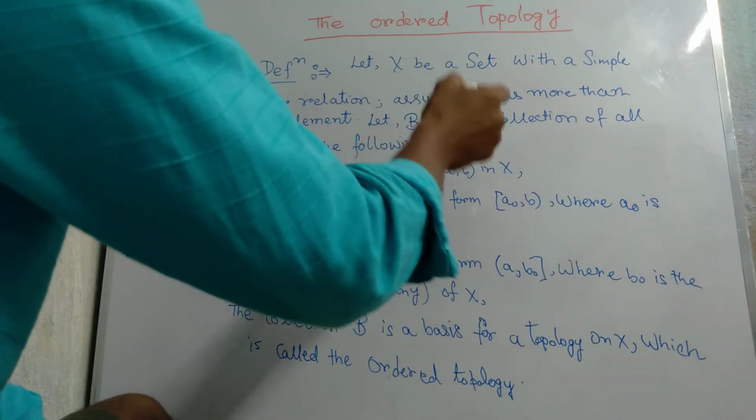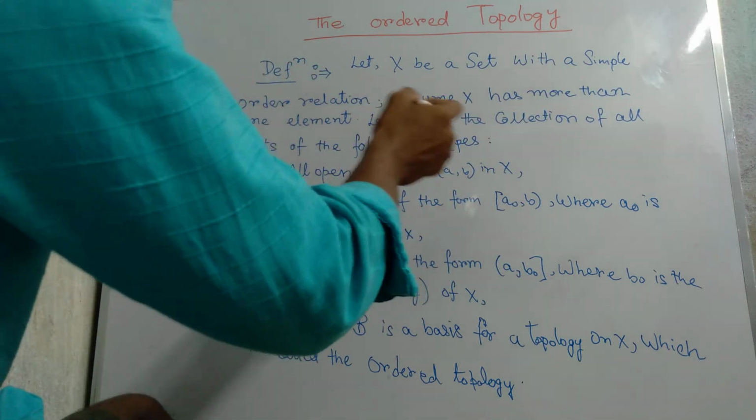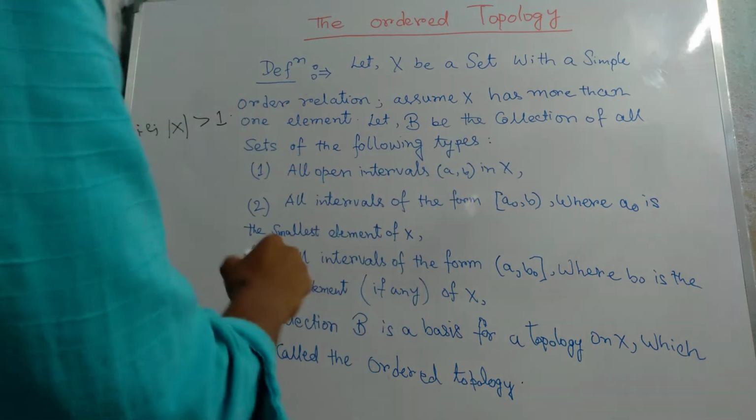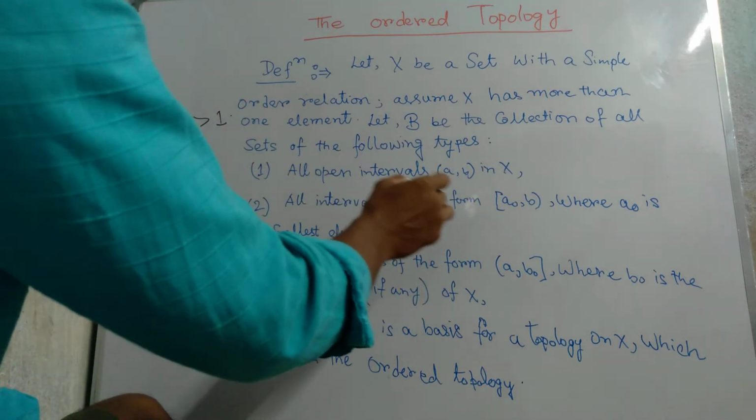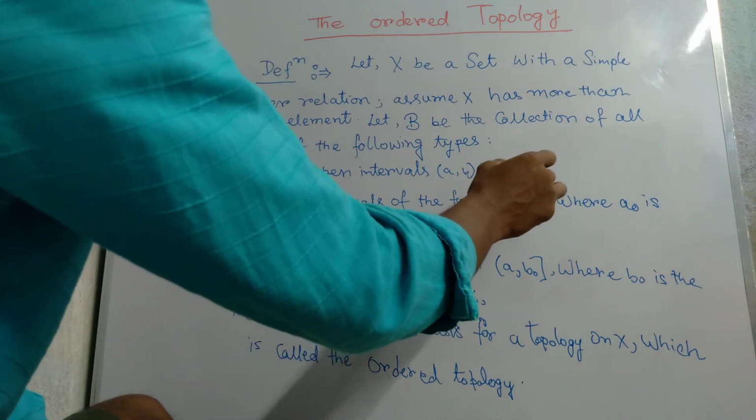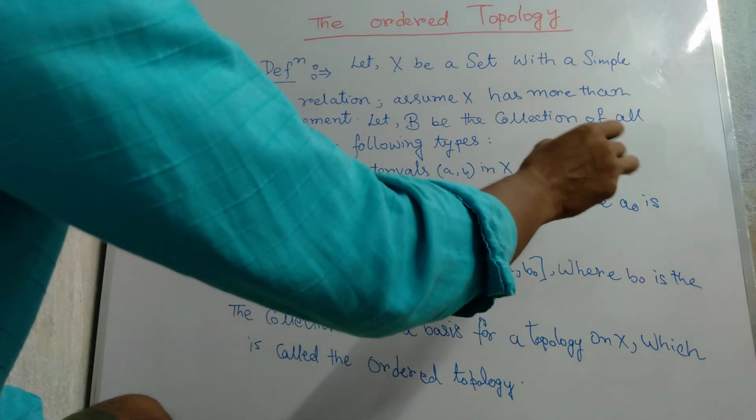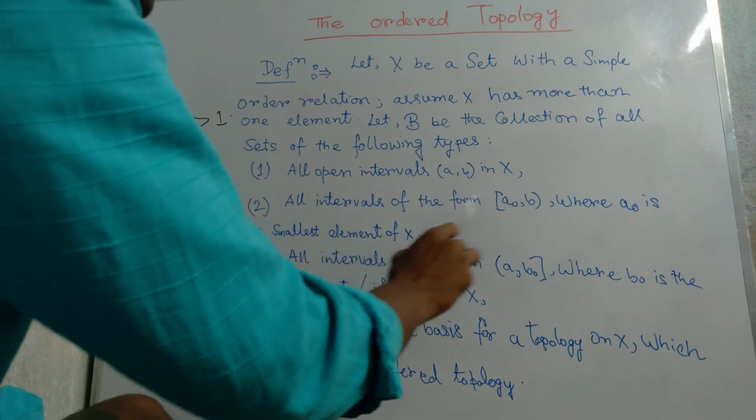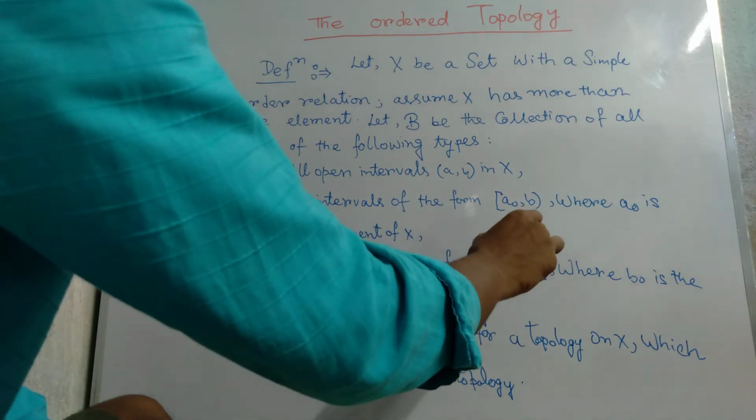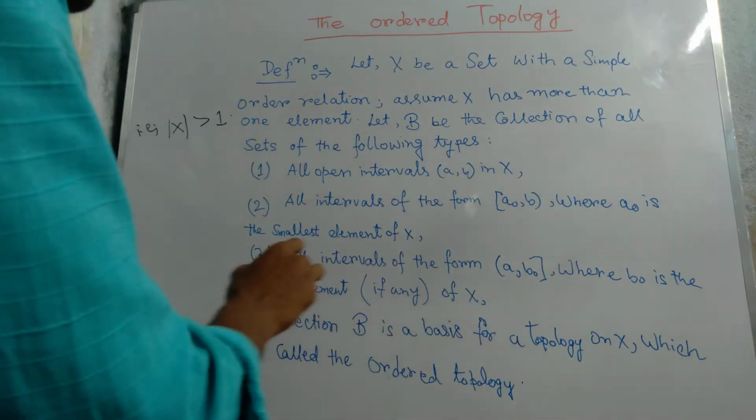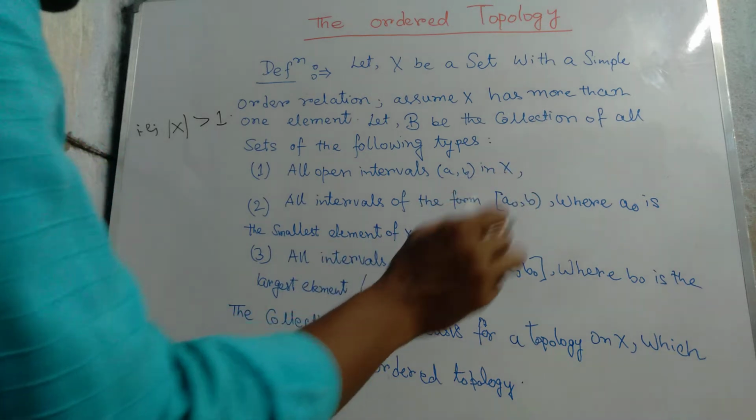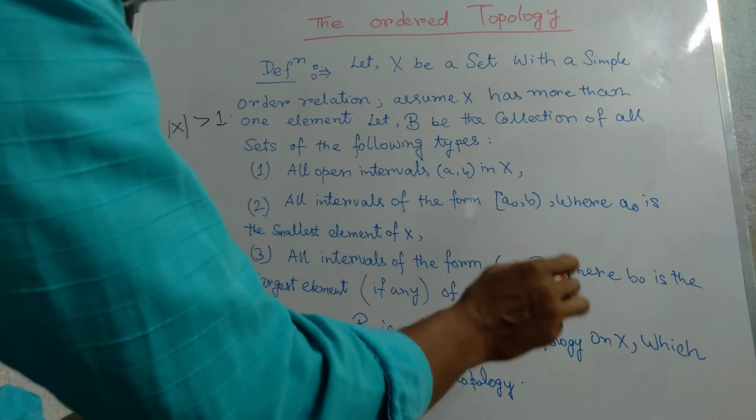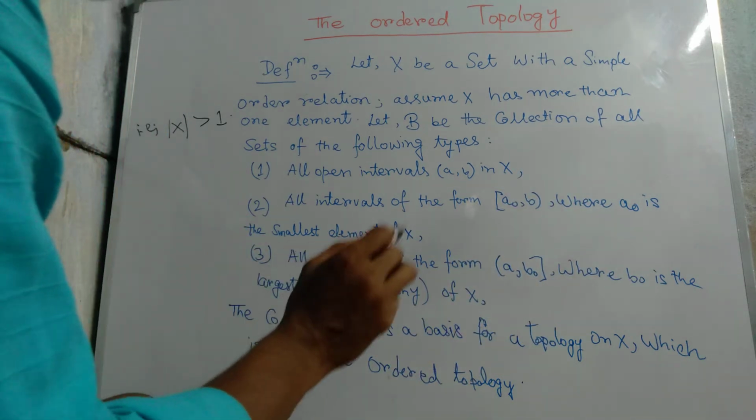Let β be a collection of all sets of the following types. First, all open intervals (a, b) in X. Second, all intervals of the form [a0, b), where a0 is the smallest element of X. Third, all intervals of the form (a, b0], where b0 is the largest element, if any, of X. Then the collection β is a basis for a topology on X, which is called the order topology.